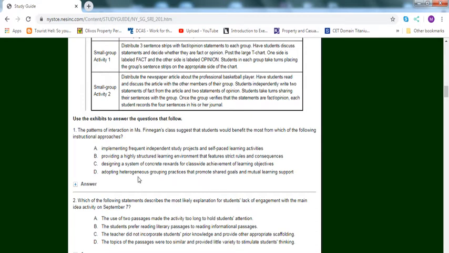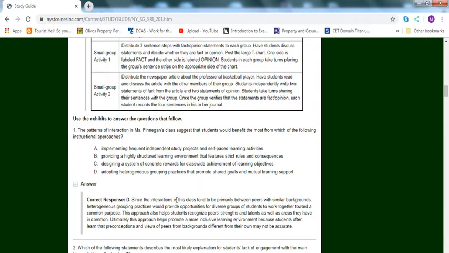Well, to be honest with you, without reading the excerpt, I know the answer is going to be D. As you can see, they want to create heterogeneous grouping practices that promote shared goals. As you see from the excerpt, if you would have read it, it shows that students have friction between them with cultural diversity. So these are some of the trick questions. Even though all the other answers look very appealing, they just want to know which one is the best answer. Which one of these 4 answers is the best one? So basically that's what they're trying to say.